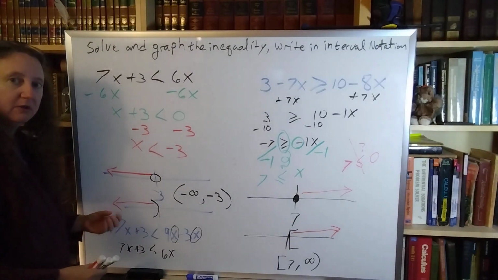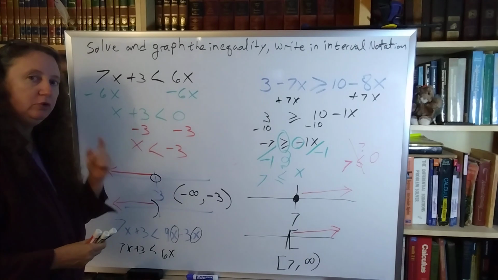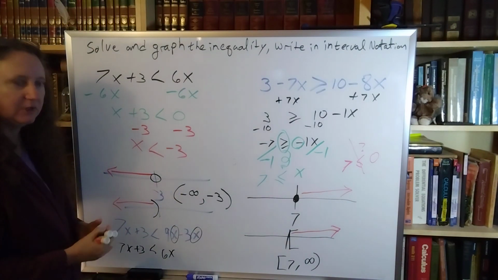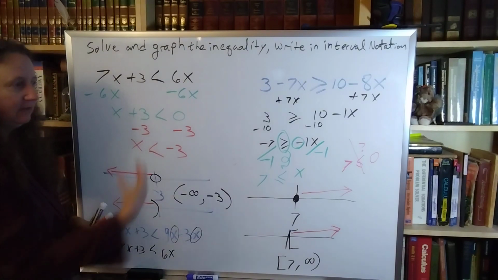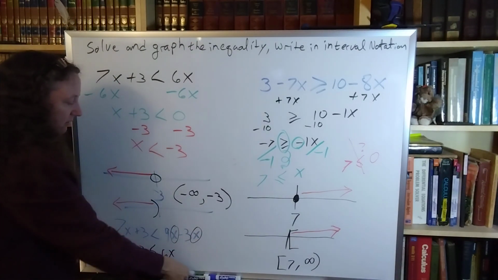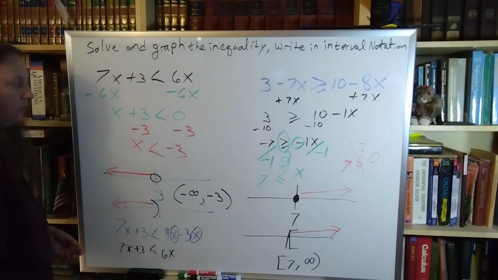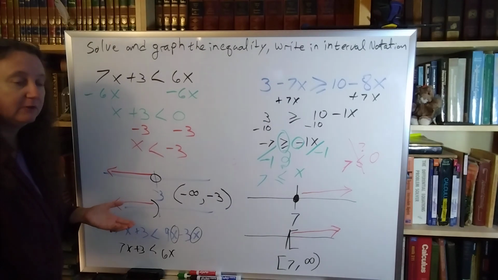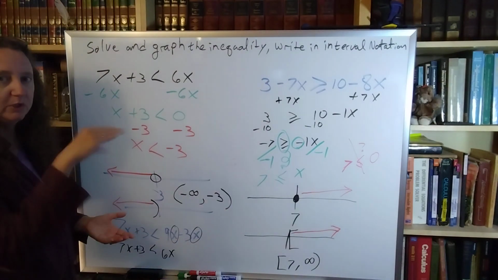So it's a matter of what do you prefer to do? Do you like to deal with those negatives and division and multiplying and then having to switch the inequality sign? Or do you want to have it where you have a positive coefficient and you don't have to worry about switching that sign around?